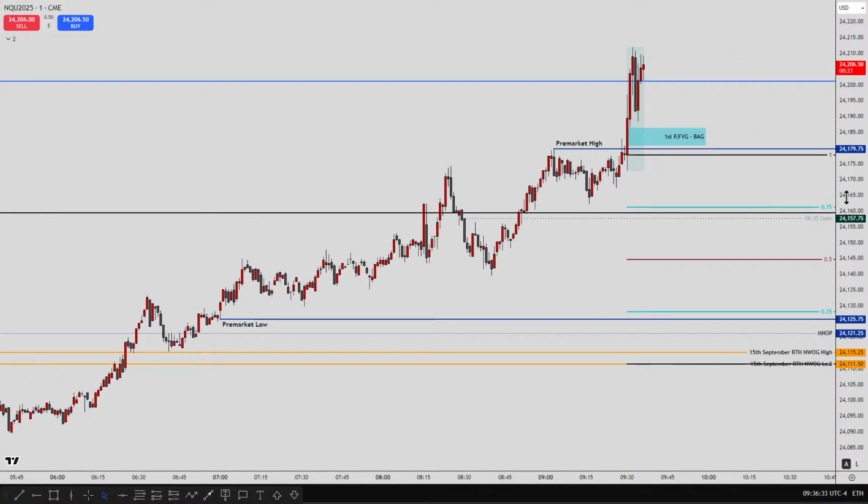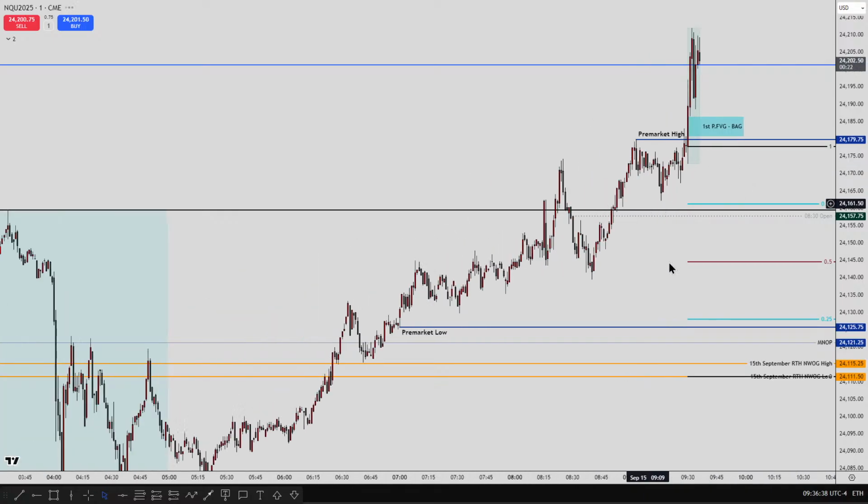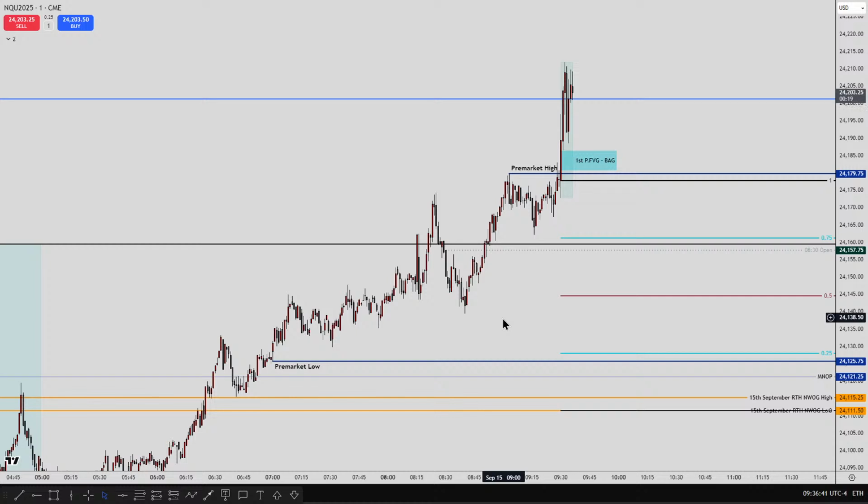Okay, we're no longer doing the silver bullet mentorship, that's finished now, so I'm not limiting this to just the lens of a silver bullet. You can trade this however you want to trade it.